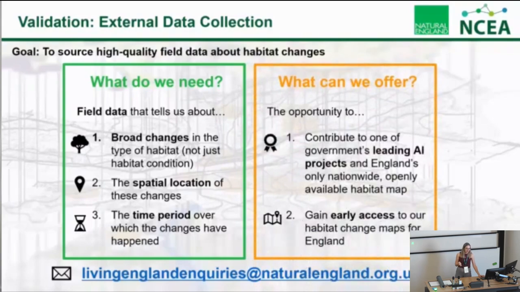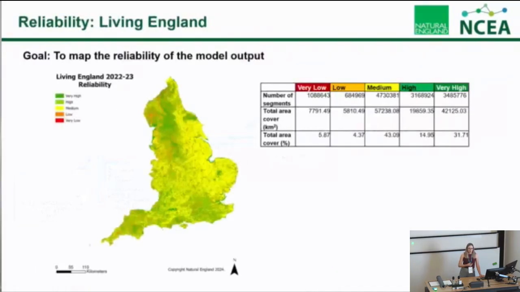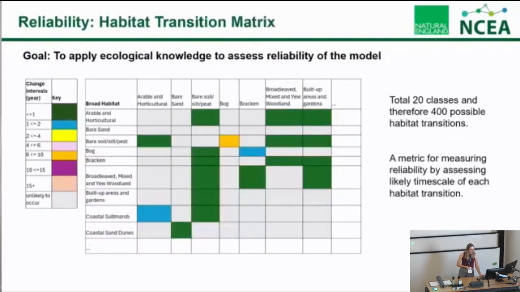And what we can provide is the opportunity to contribute to one of the government's leading AI projects and England's only nationwide habitat map, openly available, and also gain early access to our change detection product. Next is reliability. We already use a reliability layer in our product, mainly based on the probability of our outputs, but we're looking to enhance this with more ecological knowledge.